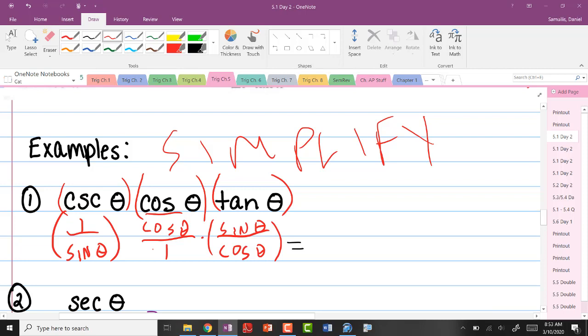Hey, what's the answer? This is crazy. 1. After all of that, you can't argue that that's not simplified. I don't know. Let's move on.